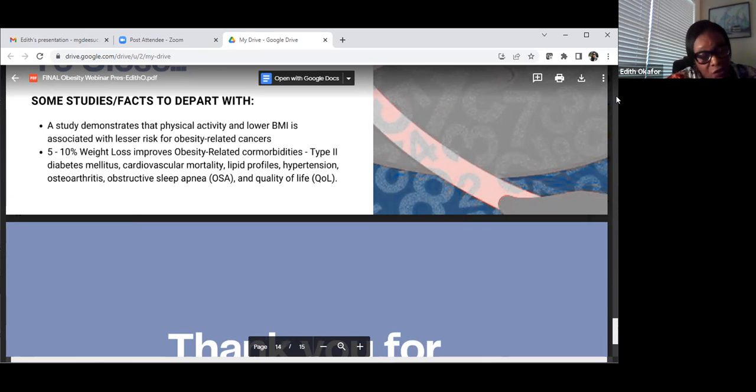obstructive sleep apnea, OSA, which happens a lot with people who are obese. This kind of choking in their sleep, and they have to use the machine at night. And then, of course, the quality of life is also improved. So your quality of life would always improve with a reduction in weight. Trust me.